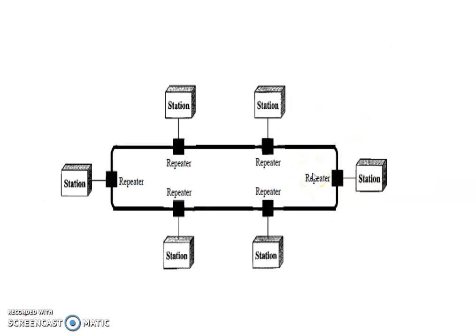So this is the diagram that explains the ring topology. If you see here, this is the ring, which is nothing but the connections, a dedicated point-to-point connection connected using repeaters, and these are the nodes that are connected to this ring topology.